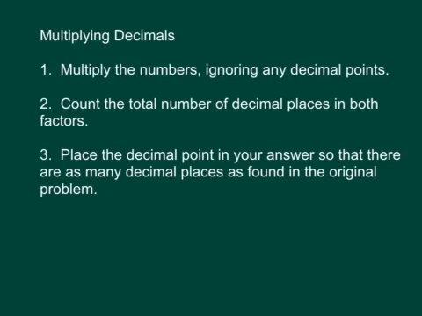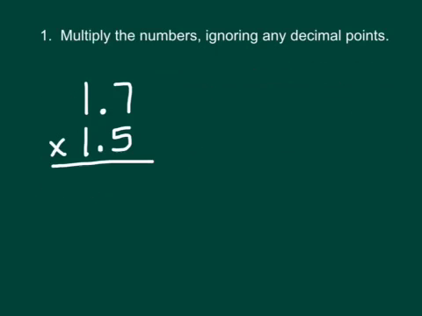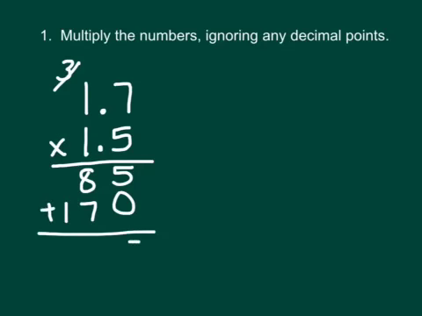Let's take these one at a time. In this example, we have 1.7 times 1.5. The first step is to multiply the numbers, ignoring any decimal points. So this becomes 17 times 15. 5 times 7 is 35. 5 times 1 is 5, plus 3 is 8. Tack on a 0. 1 times 7 is 7. 1 times 1 is 1. Add the 2 together, and I get 255.